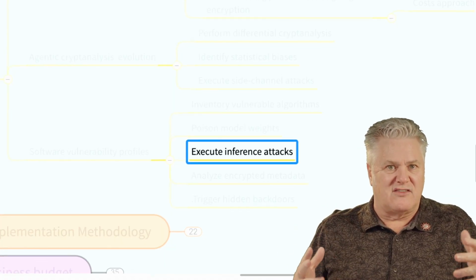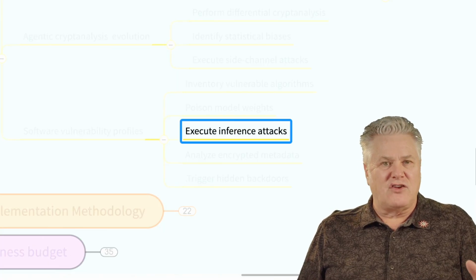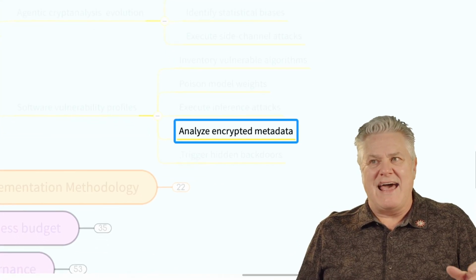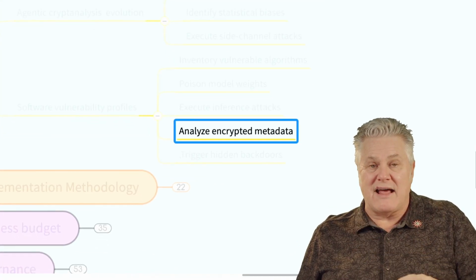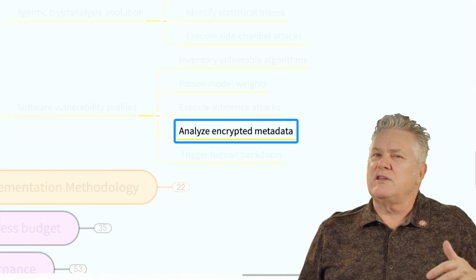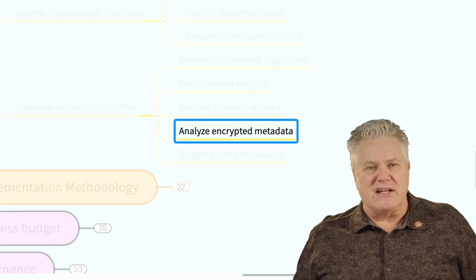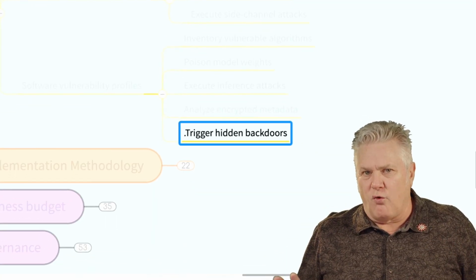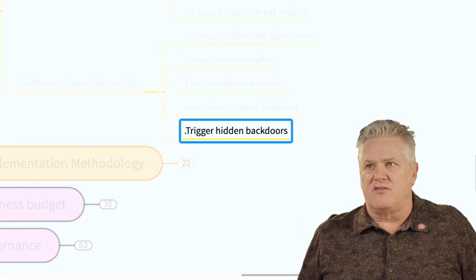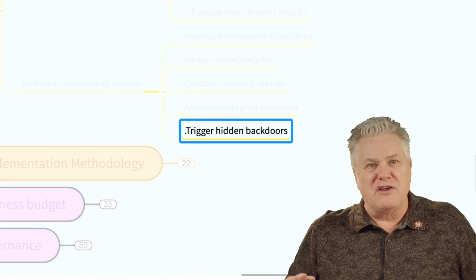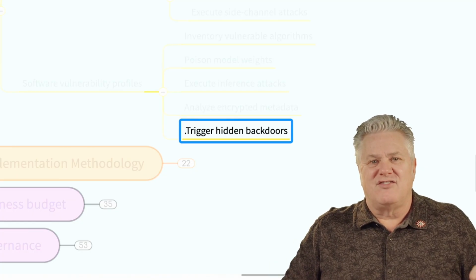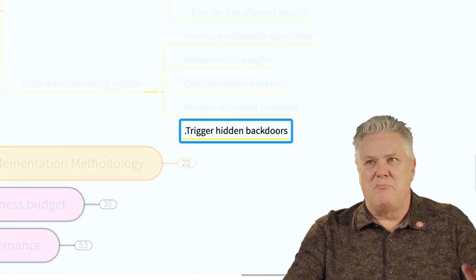That's a statistical analysis. Executing inference attacks, analyzing the encrypted metadata, again, really, really painful for us to do as individuals. Hand it over to agentic and it can handle it for us and go through all the permutations there. And the other one that's really cool that I've seen a couple of times is to trigger hidden backdoors.